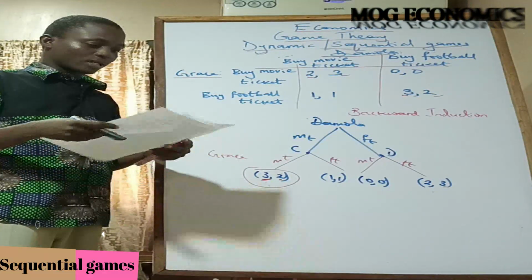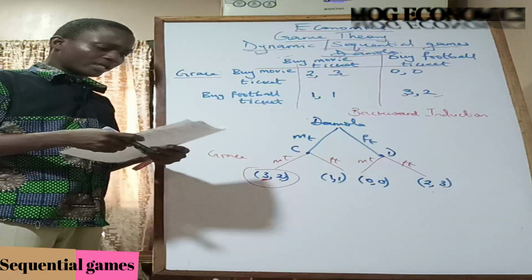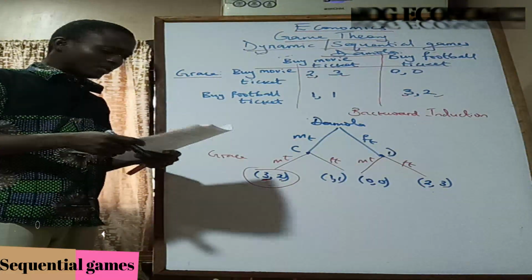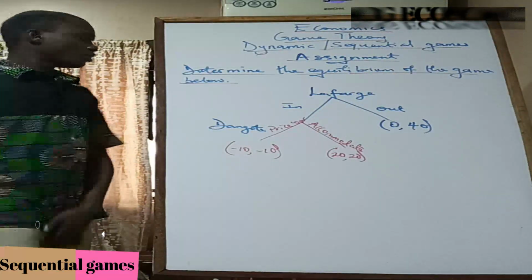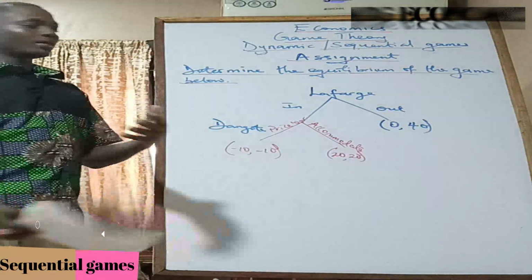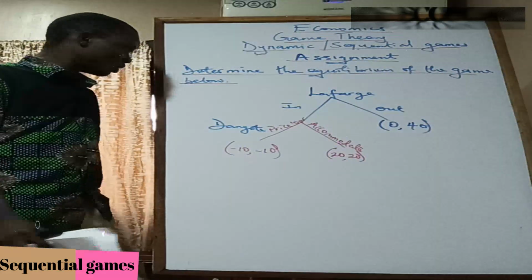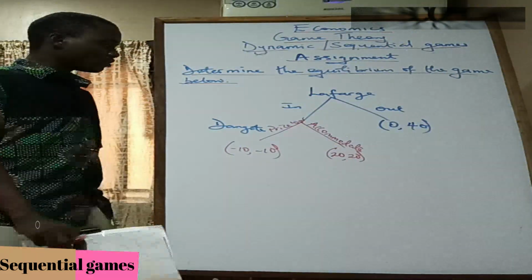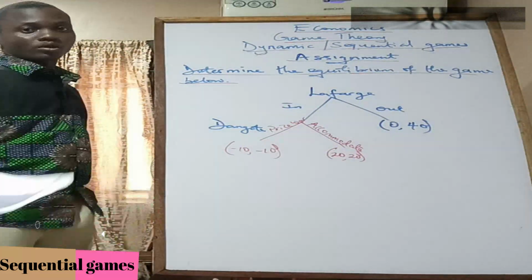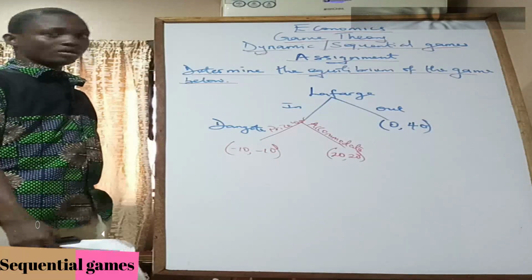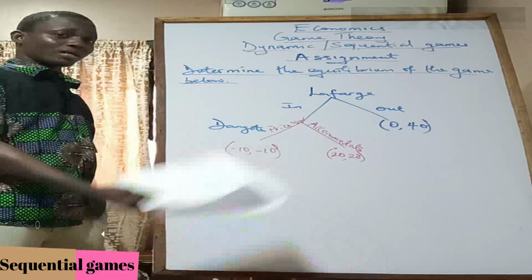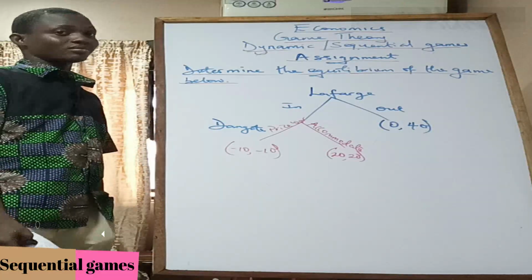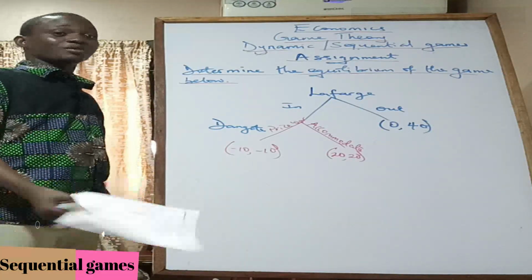So there's one more. I think I should just put this as an assignment. So this is our assignment. Determine the equilibrium of the game below. Lafarge has 2 strategies: in and out. If it comes in, Dangote responds, and if it is out, then of course the game ends there. If Lafarge never comes in, then the game ends. Actually, let's just do it together instead of giving it as an assignment. So you prefer that, and we should just solve it together.